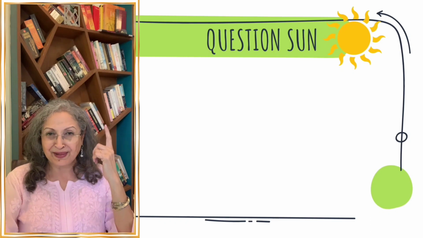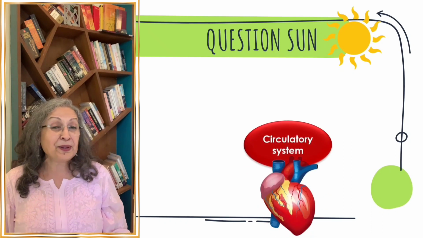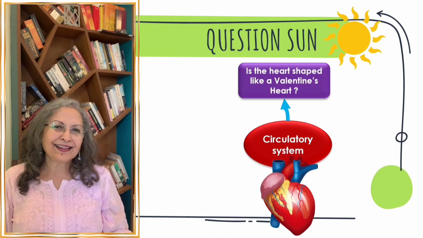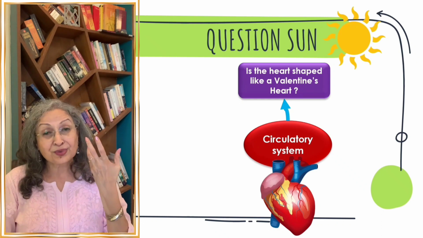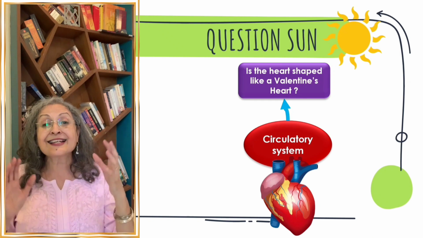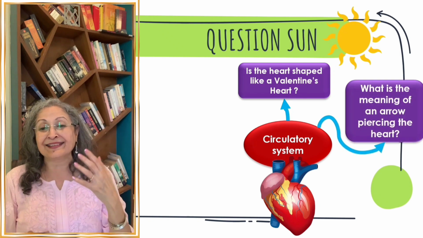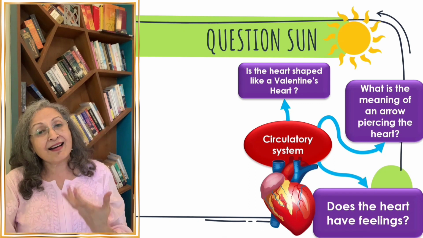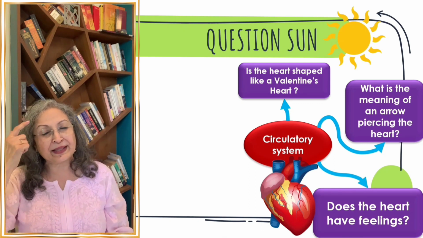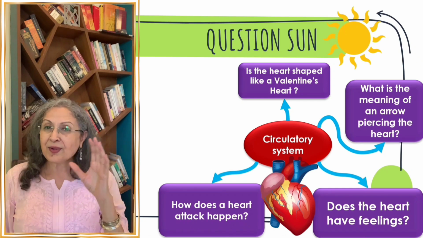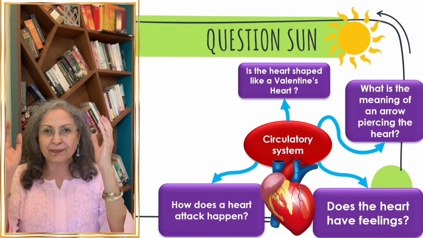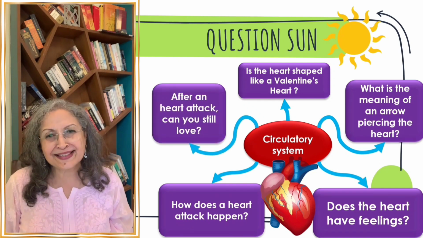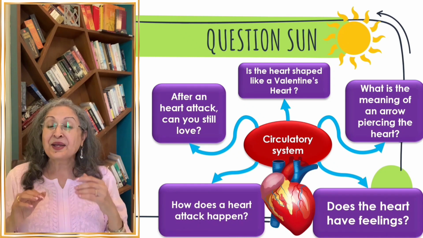Okay? One more example of a question done in slightly higher classes. Maybe you're teaching about the circulatory system and the heart. Once again, think about what kind of questions 13, 14-year-old students would want to ask you about the heart. One could be, is the heart shaped like a Valentine's heart? That's an obvious one. What is the meaning of an arrow piercing through the heart and Cupid's play? Does a heart really have feelings, or is everything really happening in the brain? These are the questions which can come up. How does a heart attack happen? They've heard about this in their neighborhood, in their families perhaps, and they might ask you this question. And after a heart attack, can you still love? Very, very innocent questions which can come up.